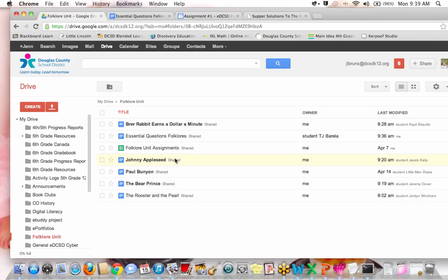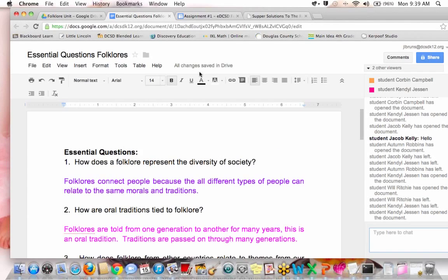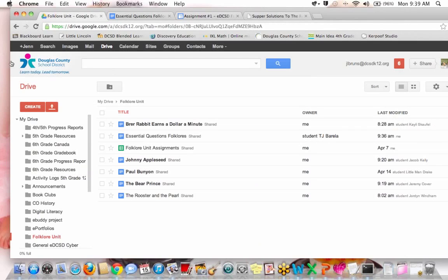So I know a couple people were kind of frustrated saying that their group members weren't helping them. But a lot of those kids who weren't helping were trying to do it on this blank sequence chart, which was maybe confusing for them. But nevertheless, we are here now and we're going to go ahead and just jump right in.